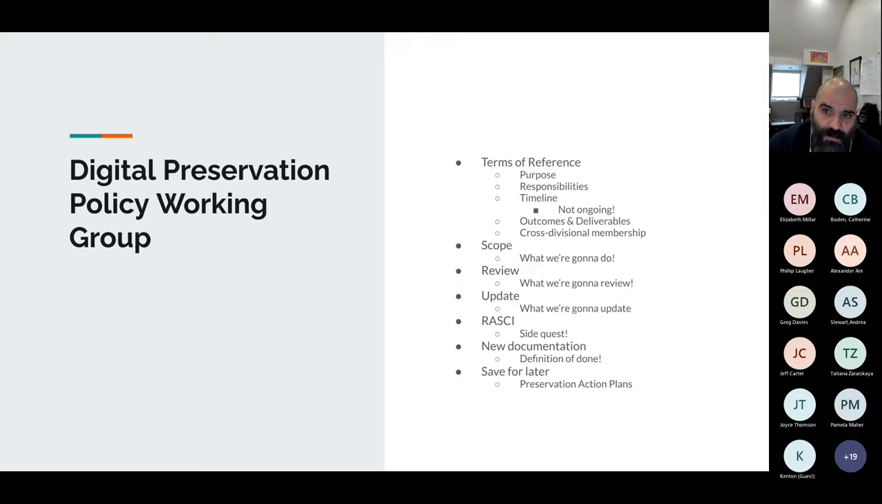This group was formed in January. I set what I thought was an ambitious but reasonable timeline of wrapping it up by the fall. And we did it by the first week of September, we were done. Even with a side quest, which I'll spend a chunk of time talking about. We scoped out what we were going to do. We outlined everything that we were going to review. We wrote what we wanted to update, and then updated that list as we went through things. We highlighted what potential new documentation we needed to do. And then we highlighted what we needed to save for later, which would probably be done by a working group, which is updating all of our preservation action plans. And then I'll talk about the RASCI stuff pretty soon as well.